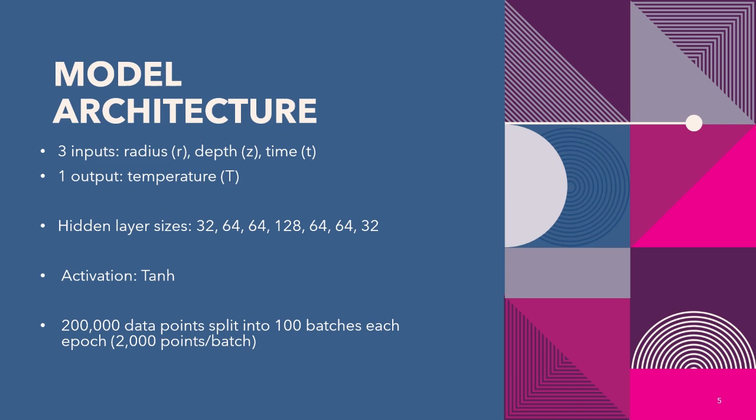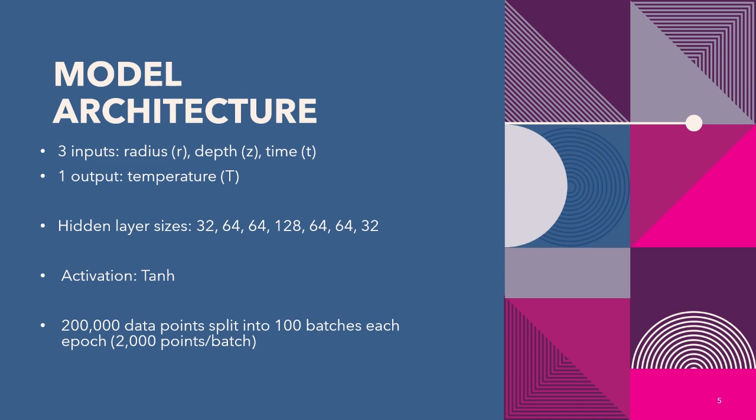It takes in the radius, the depth, which is our z-coordinate, and the time, and it outputs the temperature. So this PINN has 3 inputs, so it's a 3D PINN, which actually means we need a lot of collocation points to really fully capture this 3-dimensional space. It had multiple hidden layers, 7 of them to be exact, with sizes shown below. I used a tanh activation function because it's differentiable, has a second derivative.